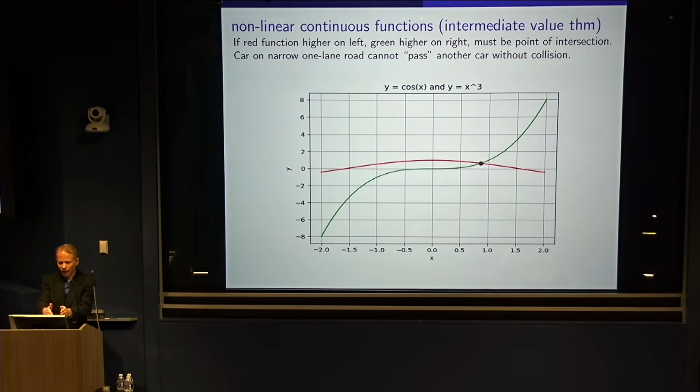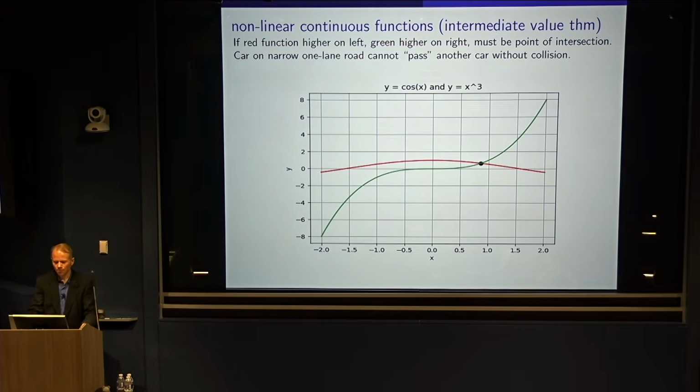If you think of one of these axes as time, and this is like charting, maybe you have a single one-dimensional road, and this is telling you where the cars are on the road at a given time. This is telling you that cars can't pass each other without having to intersect at some point. So if the red car is behind the green car at the beginning and then it's ahead of the green car at the end, there must have been a time when they were at the same place.